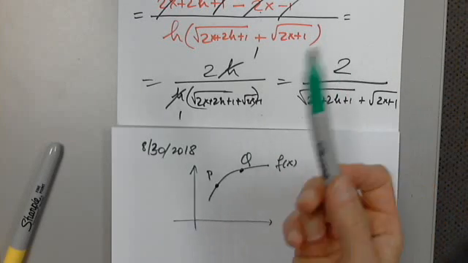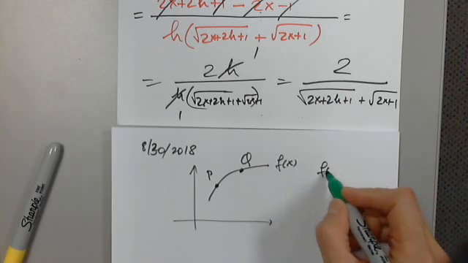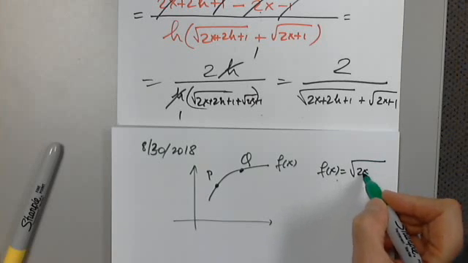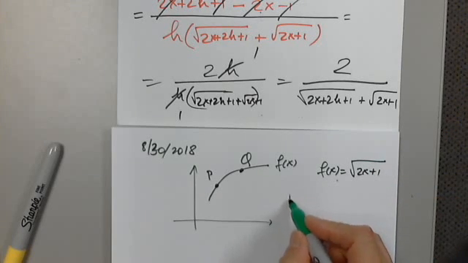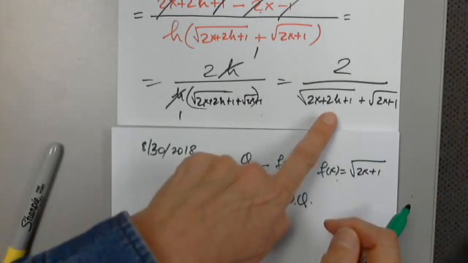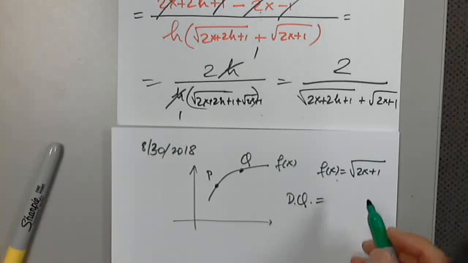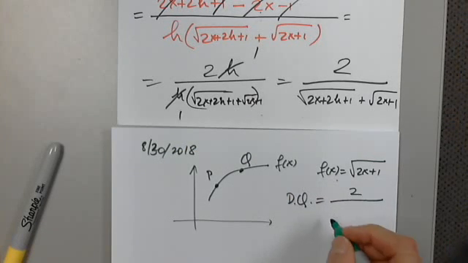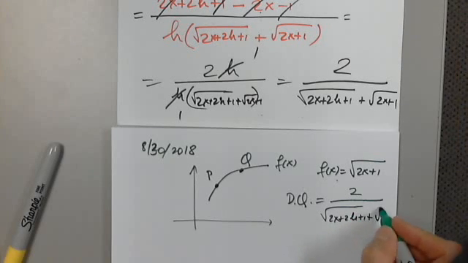And this was the slope for a particular function. So we had a function that we picked, the square root of 2x plus 1, and we determined that the difference quotient is this. I'm just copying it here. You don't have to copy it again because you have your notes. Okay.